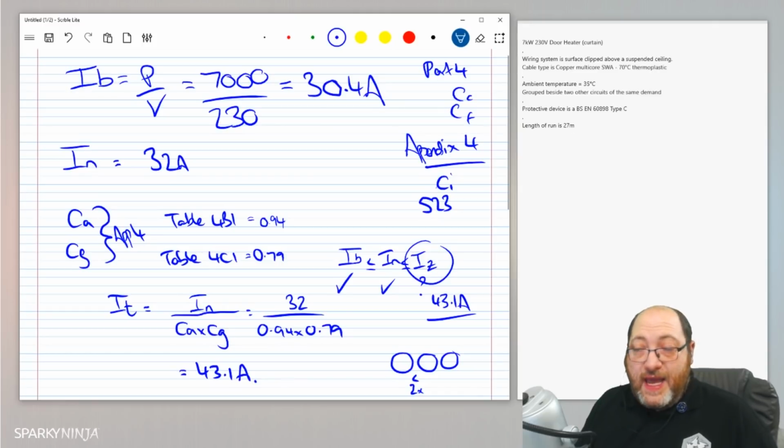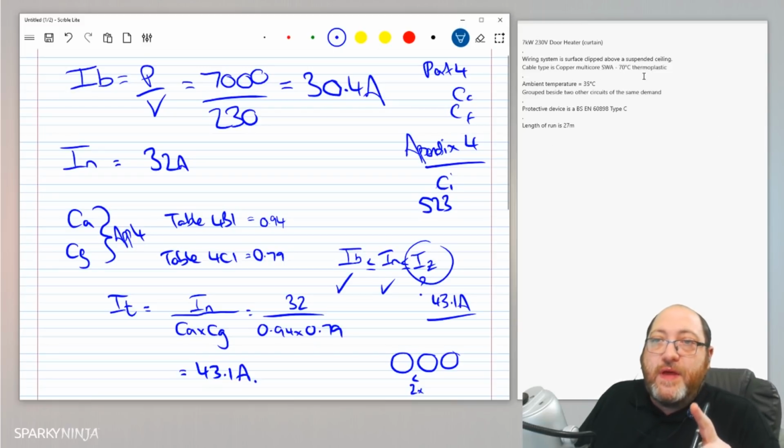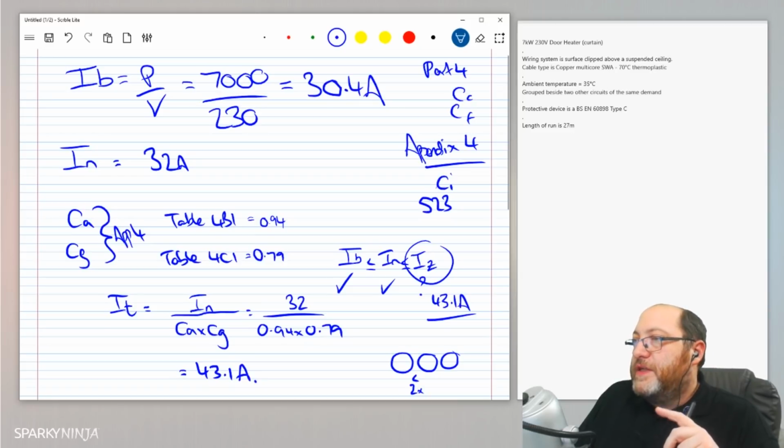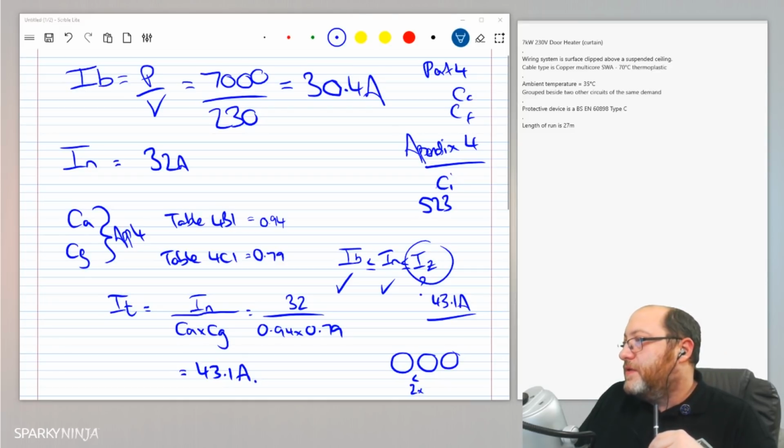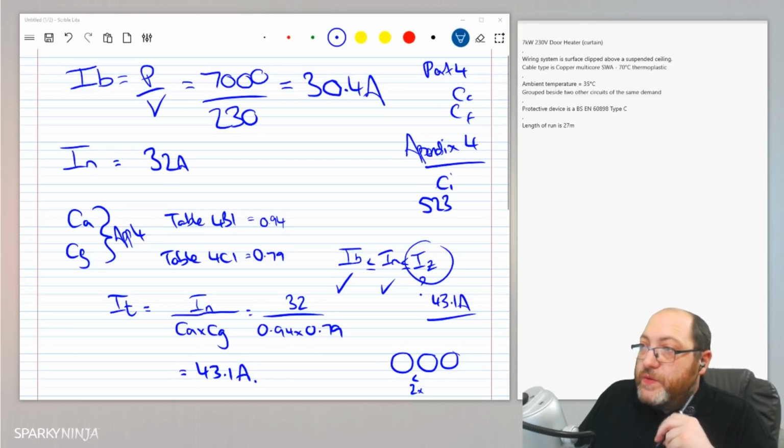I now need to select the cable, and that's where I'm going to go back into Appendix 4 to the cables. Now the scenario says it's a 70-degree thermoplastic multi-core armoured steel wire armour. So let's go there. Reference method C, single phase. This is where the page turns sideways. We are nearly there. I want to rotate the book around. There we go.